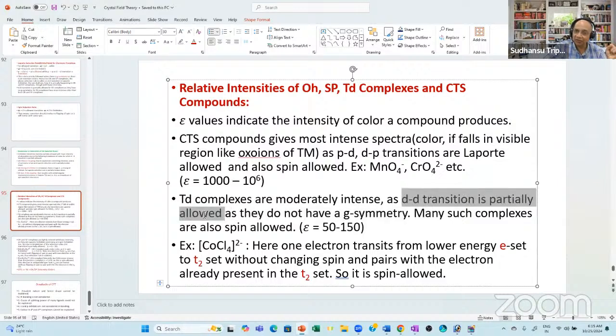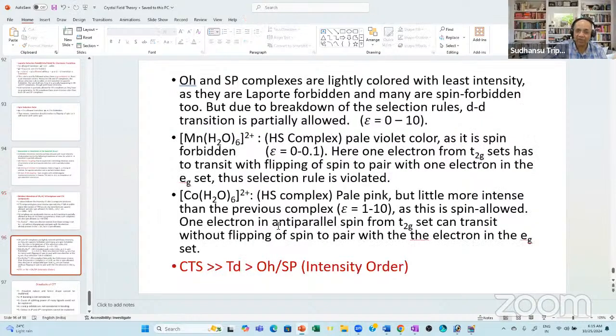because dd transition is partially allowed because it doesn't have a g symmetry, and if there is spin allowedness it is a high spin complex, so spin allowedness will be there. So eg is below, so pairing is almost starting from even d6, Hund then Pauli. So the spin allowedness is there for most of the metal ions, so it shows intermediate intensity. But the square planar and octahedral, they have the least intensity, out of which if it is spin allowed, it has slightly greater intensity.